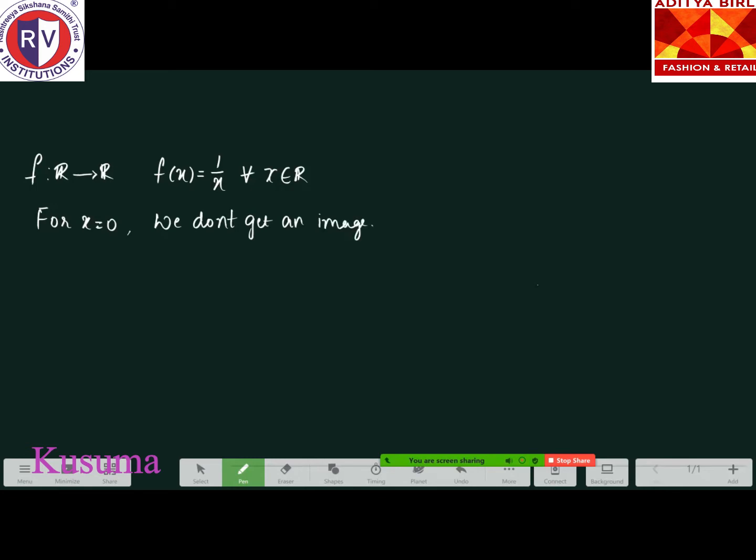Therefore, f of f is not defined in the given interval. Therefore, the answer is option B, not defined. Next question.